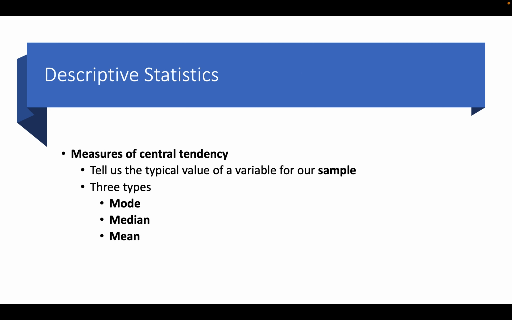Descriptive statistics involve us thinking about measures of central tendency and measures of dispersion. We'll start with measures of central tendency. In general, these descriptive statistics are meant to tell us the typical value of a variable for our sample. So from a large array of data, we want to get to the heart of the matter relatively quickly, and thus figure out, well, what is the typical value in this data set? There are three ways that we can determine this: through the mode, the median, and the mean. And I'll go through each one of these.